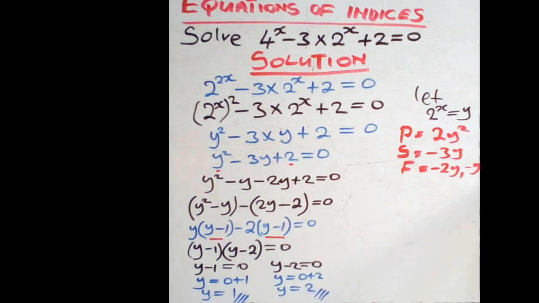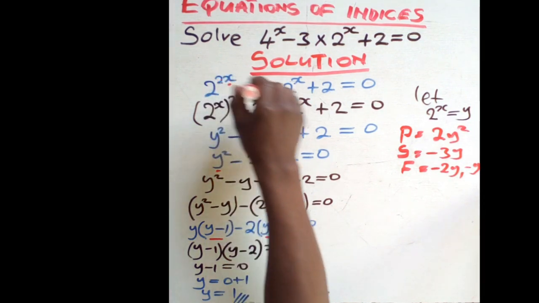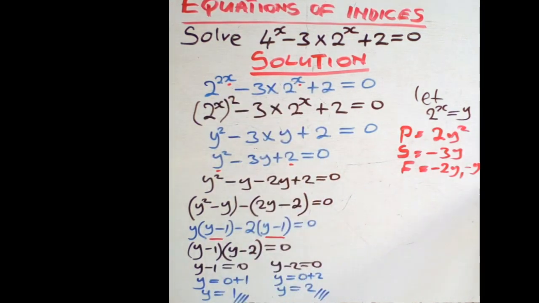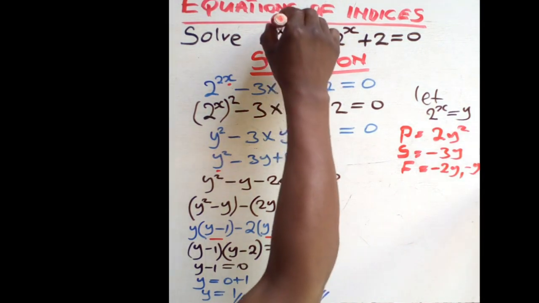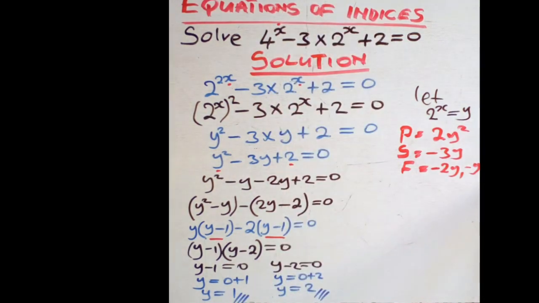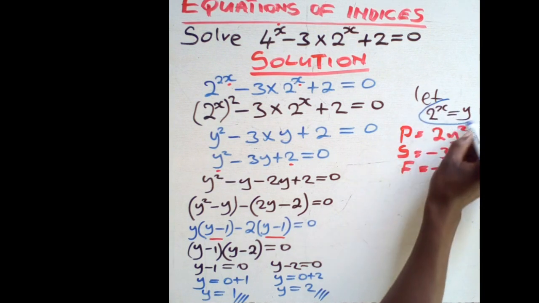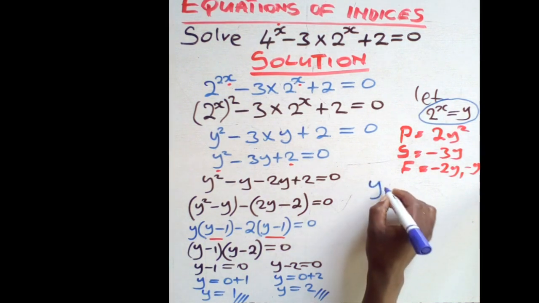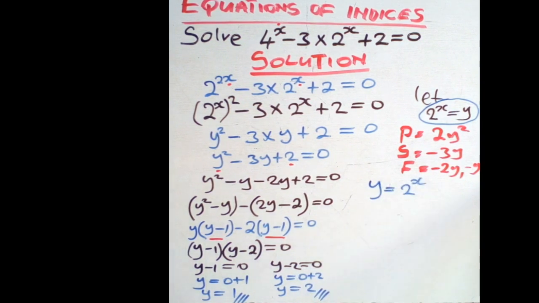This is our second value of y. But remember, the variable that we started with is not y. The variable we started with is this x. Sorry, this is multiplication and not x. So we have to find the value of x, not y. After getting the values of y, you now have to get back to this. To get back to that, you say y is equal to 2 to the power x.